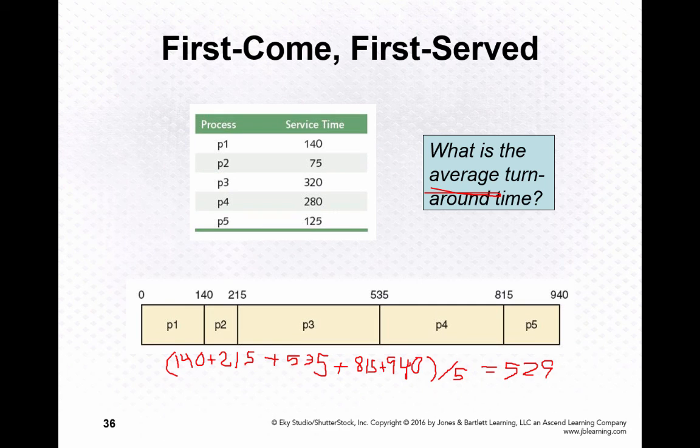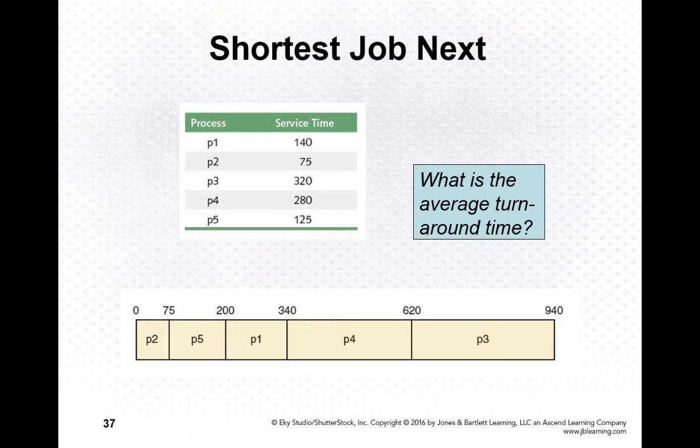Right. So we can look at the shortest job next. So here, for each process, if you know the service time, which requires predicting the future, then you can schedule it so that you do the one with the shortest service time first. So P2 comes first, and its turnaround time is 75. And so then we have P5, which is the next shortest, and its turnaround time is 200.